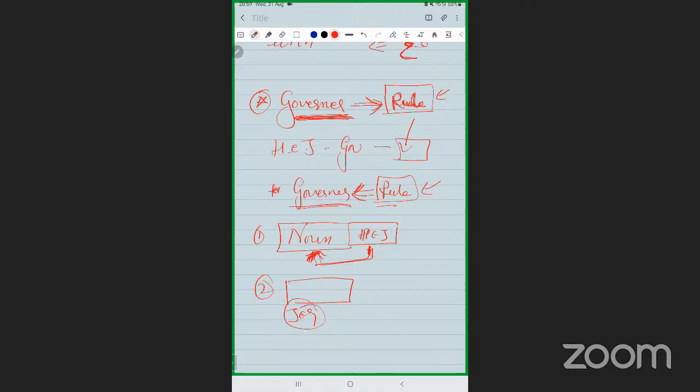Am I clear or am not clear? These two rules you cannot forget, and this is an important point: they are governors, and their rule is always followed. They don't negotiate about their rule. What is their rule? After me, only a noun will come, and the noun will always be in jar stage, not in rafa stage, not in nasab stage.